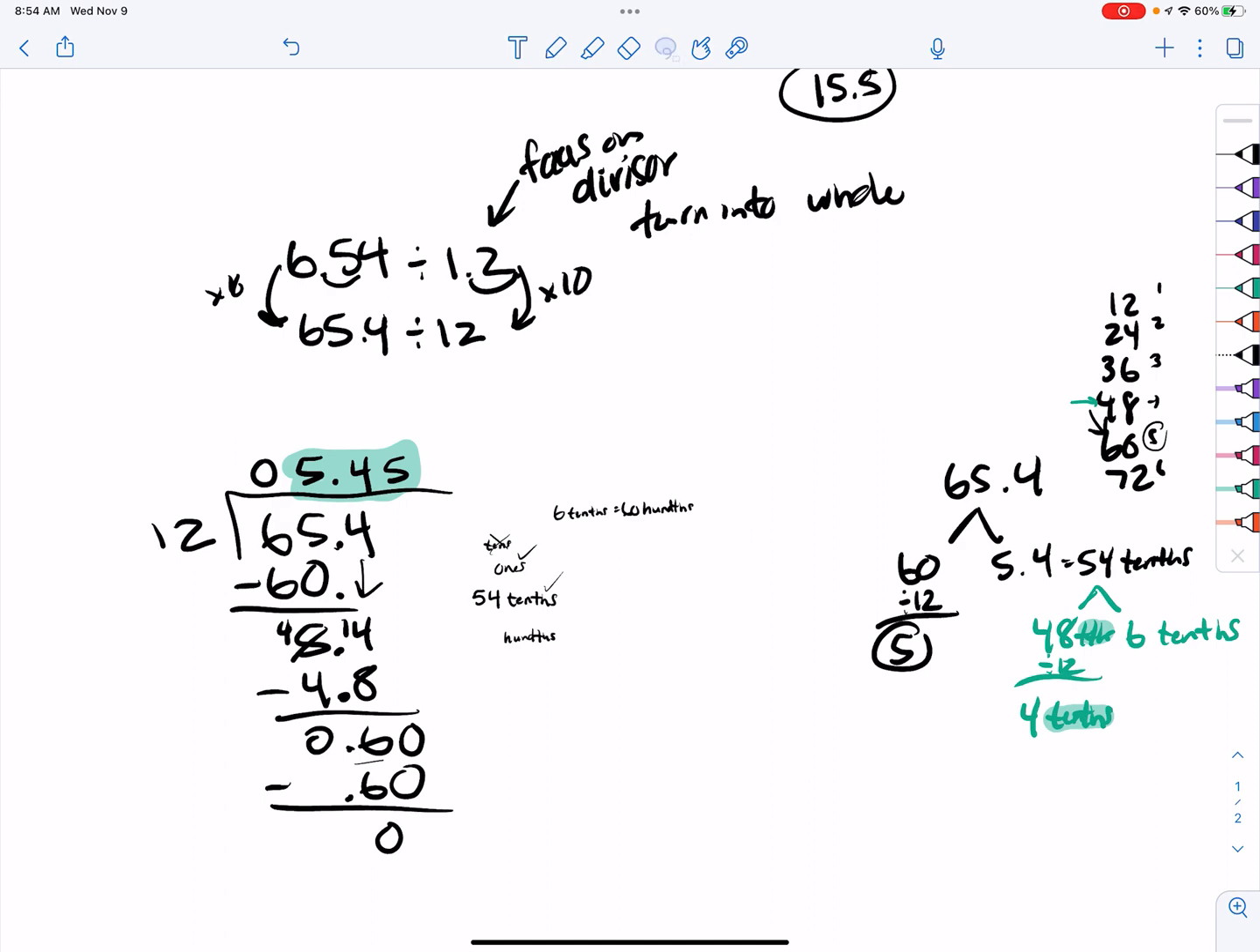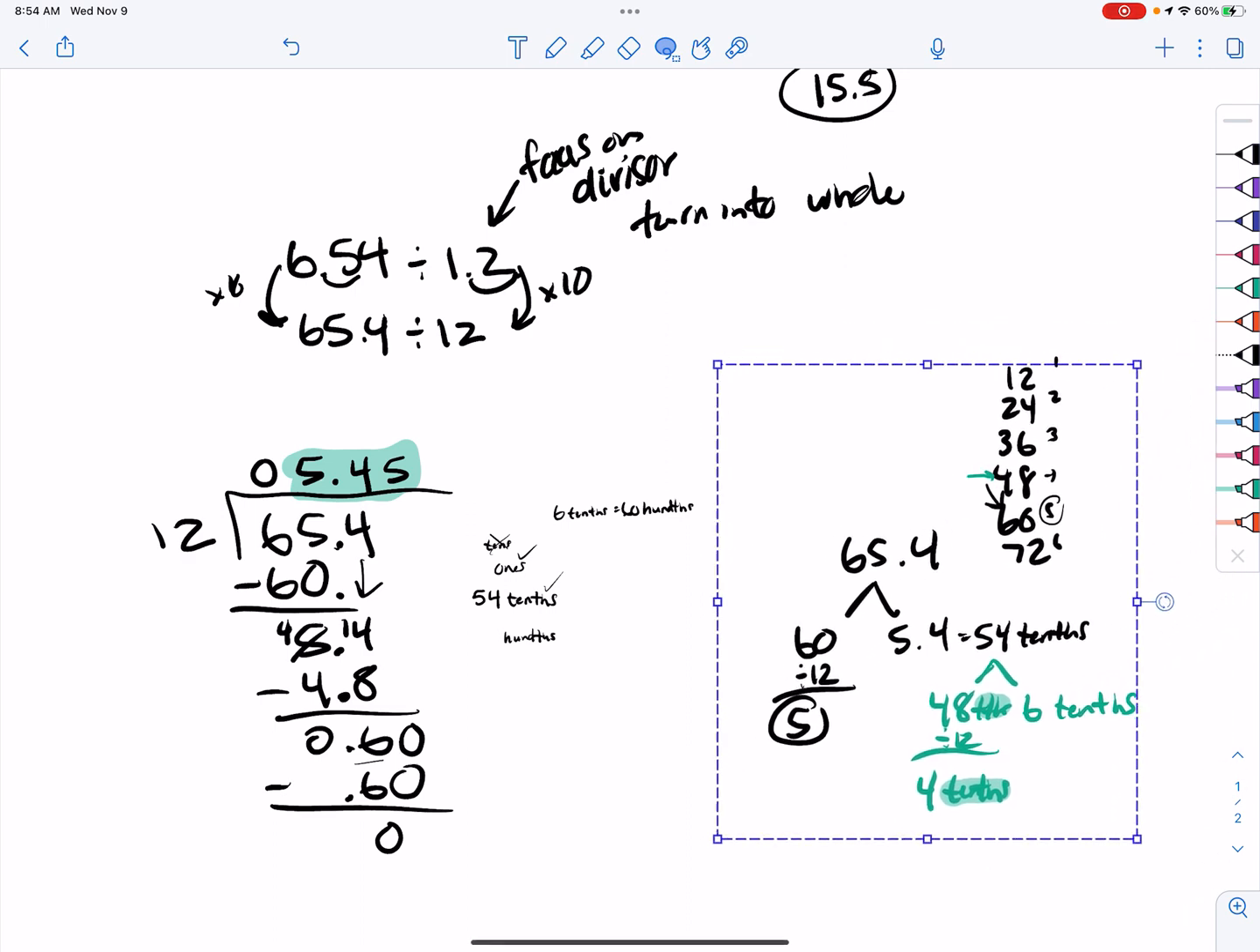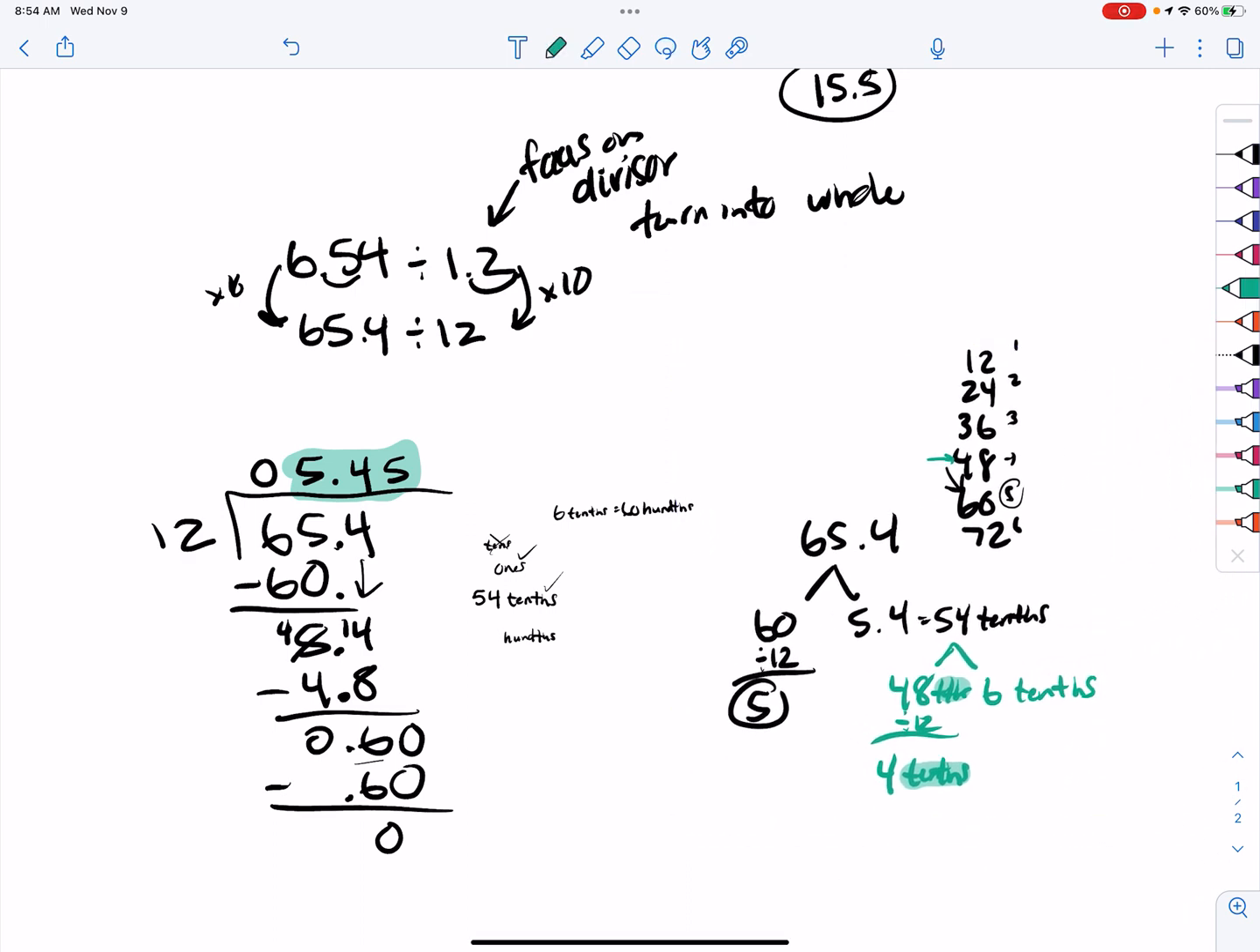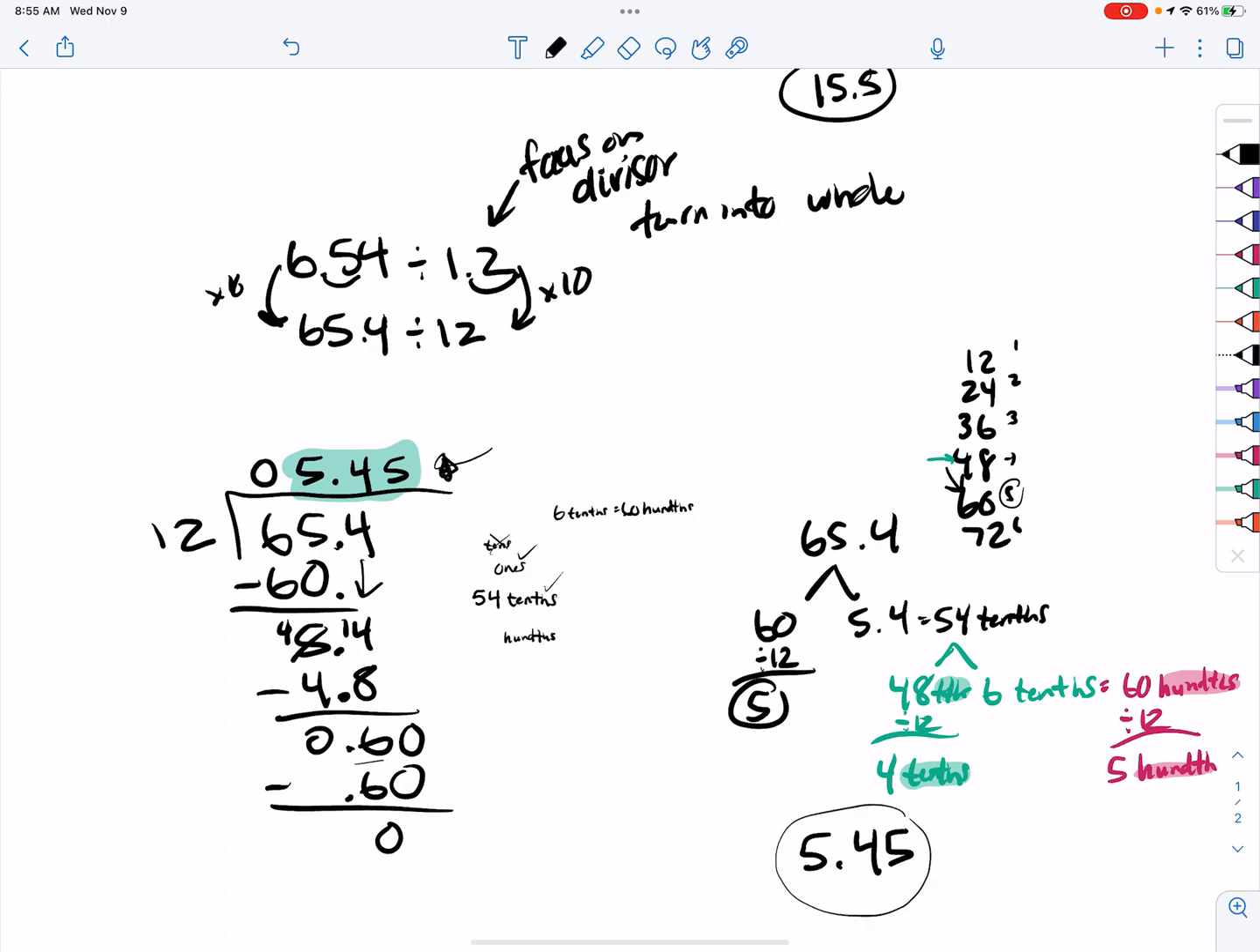So, I did not leave myself enough room on the side here. So I'm going to quick drag this over. Okay, so now we are on to these 6 tenths I know are equal to 60 hundredths. And 60 hundredths divided by 12 is 5 hundredths. So again, I'm keeping those place value words so that way when I put my answer together, I have 5 ones, 4 tenths, and 5 hundredths. So if we look, this answer matches this answer, we should be pretty good to go.